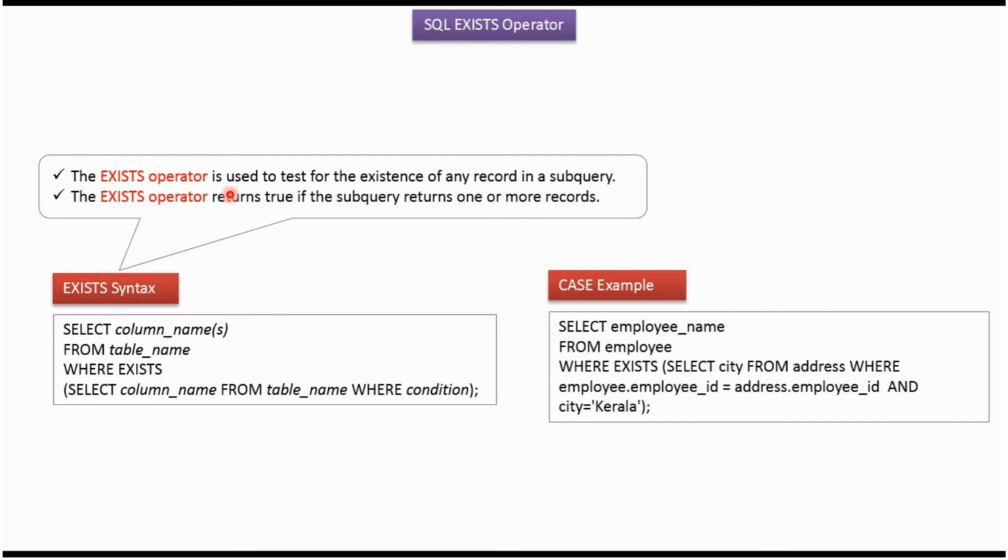The EXISTS operator is used to test for the existence of any record in the subquery. The EXISTS operator returns true if the subquery returns one or more records. We will see one example.